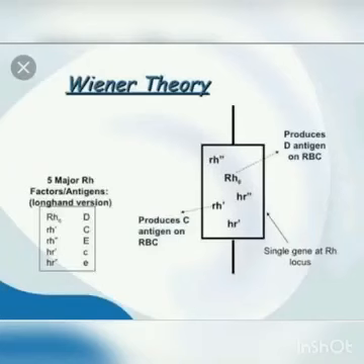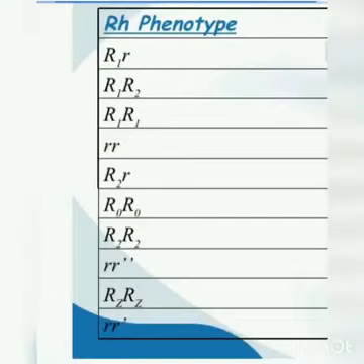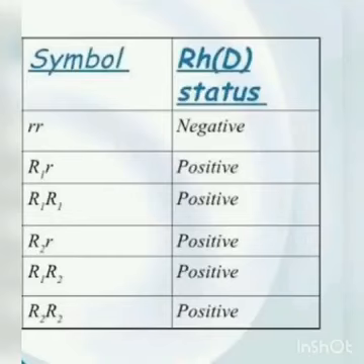Next we see Wiener's hypothesis. Wiener proposed the existence of 8 alleles. In Fisher's, it is 3 different alleles. Here in Wiener's, it is 8 alleles: capital R1, capital R2, capital R0 and capital RZ, and small r, small r1, small r11, small ry at a single Rh locus. They are present in a particular place.